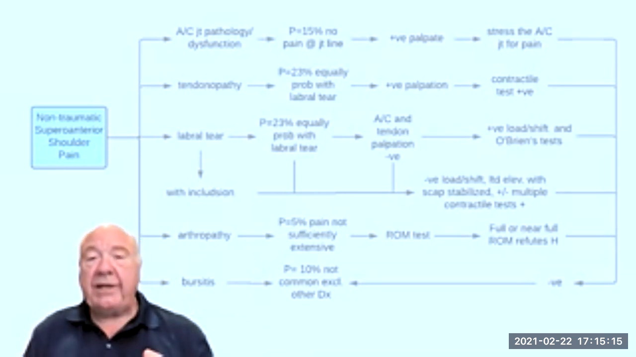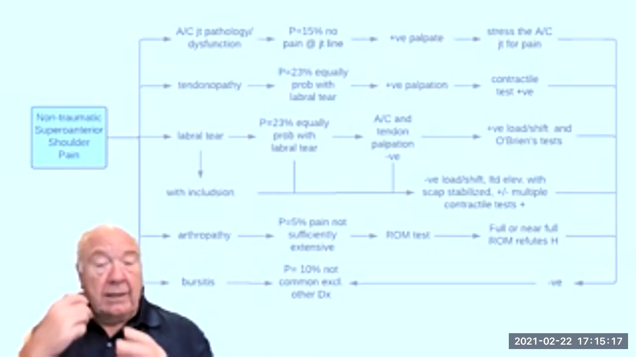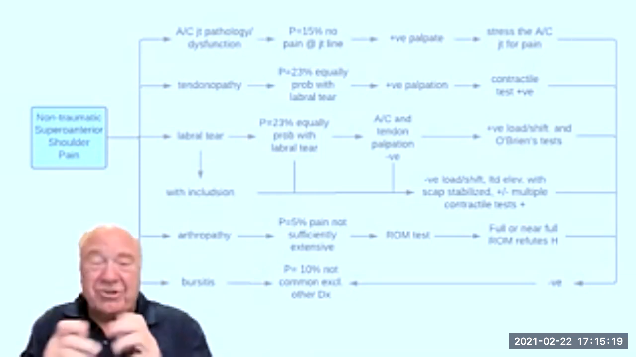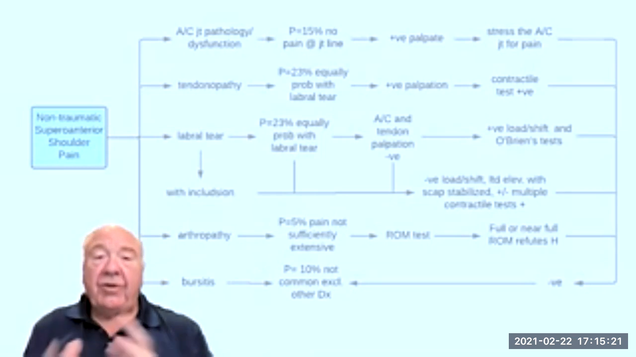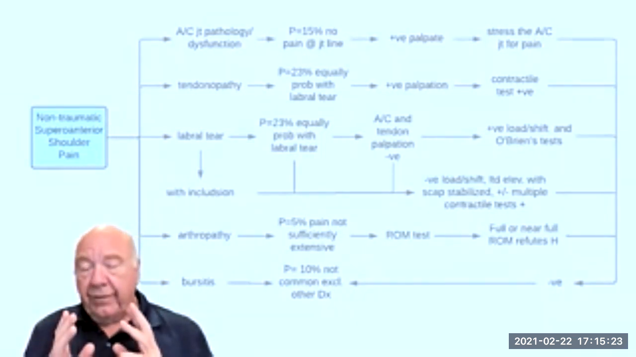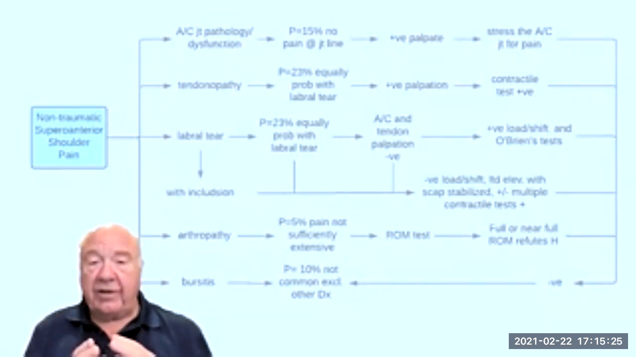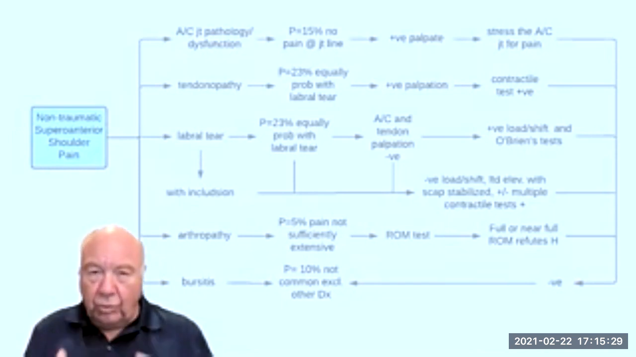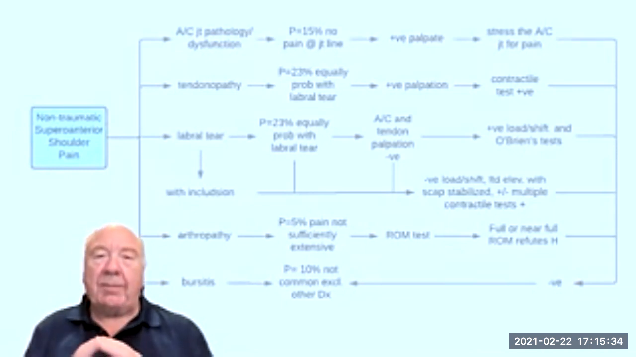For the AC joint, same thing. We can palpate the joint line and we can stress the joint, just get in there and scrunch it about and see if we can reproduce the pain. Now, those tests are going to be really quite sensitive here. If they're both negative, then by exclusion, you're left with a labral tear. But let's just see what happens if they're positive.